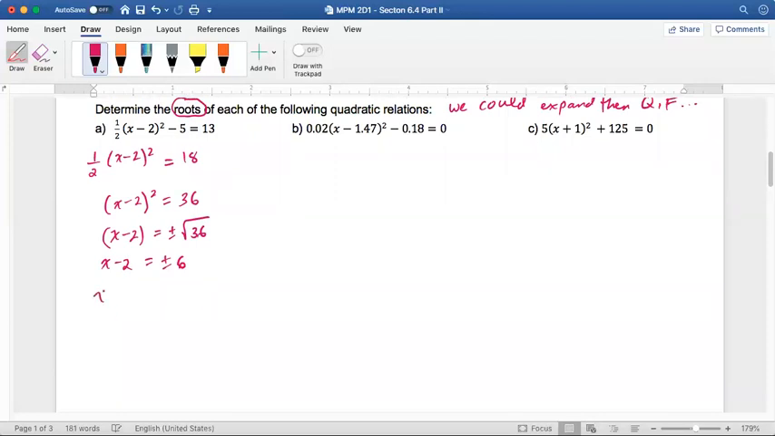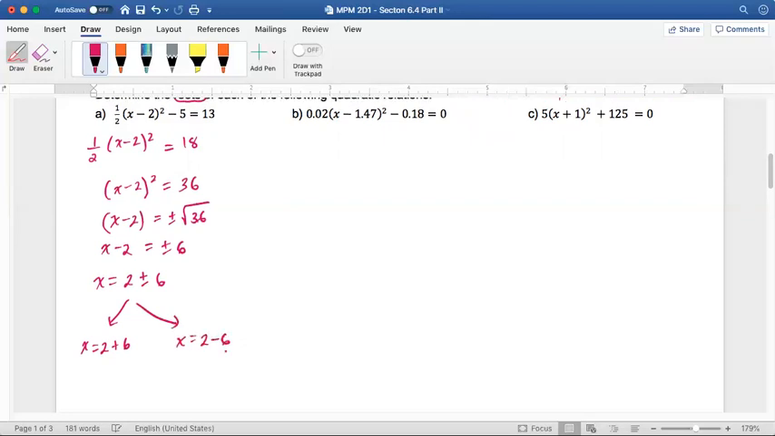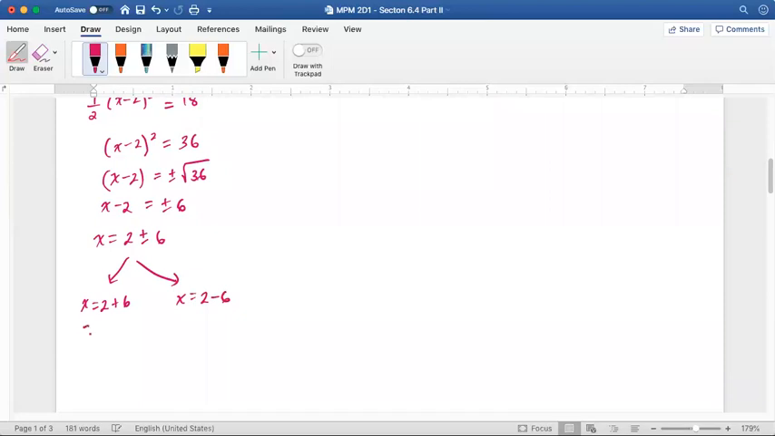So x is going to be 2 plus or minus 6. Two possible solutions: either x is 2 plus 6 or x is 2 minus 6. And we would get x is 8, or, of course, x is negative 4. And hopefully that works out well for you.